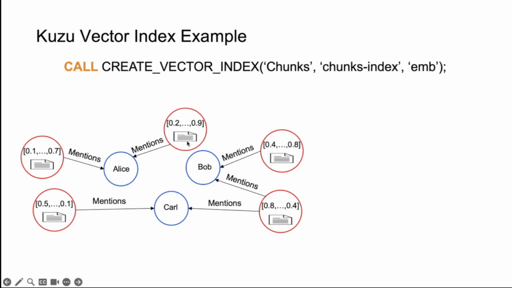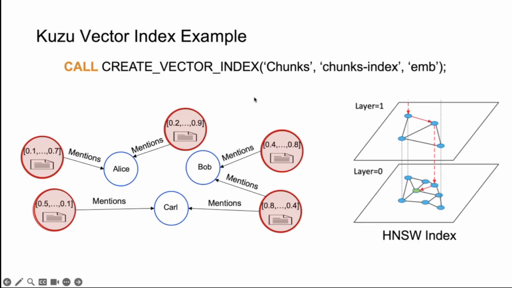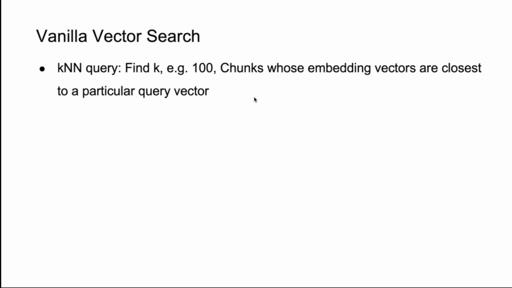Now, once you have this data, you can create a vector index with this call function. This is creating a vector index called chunks index on the chunks node on the embedding property. That's the syntax. We'll take all these vectors in the red nodes, and then we will create an HNSW index, which is a very popular vector index design. And now that you have the vector index, you can ask k nearest neighbors queries.